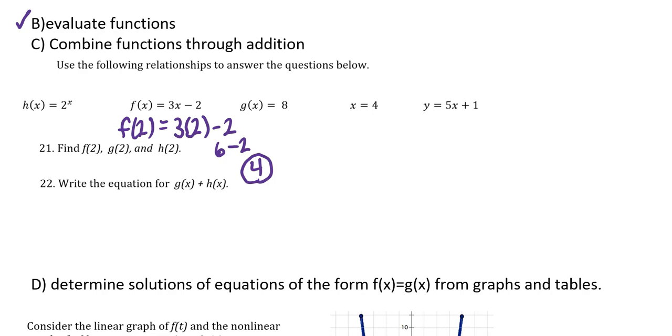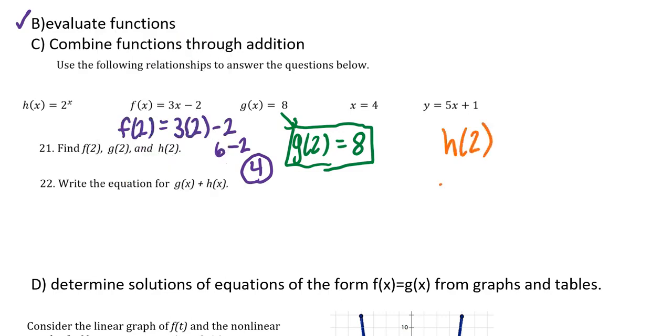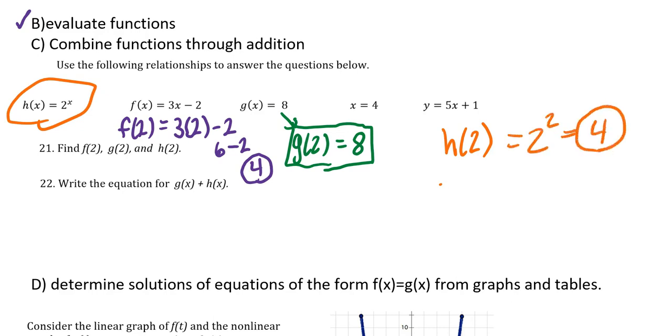To find g of 2, I do the same thing. There is no x to replace for the g function, so no matter what x is, g is always 8. So g of 2 equals 8. And then for h of 2, I'm taking the h function, 2 to the x, I'm doing 2 to the 2, which is 4. So f of 2 and h of 2 are both 4, but for very different reasons.